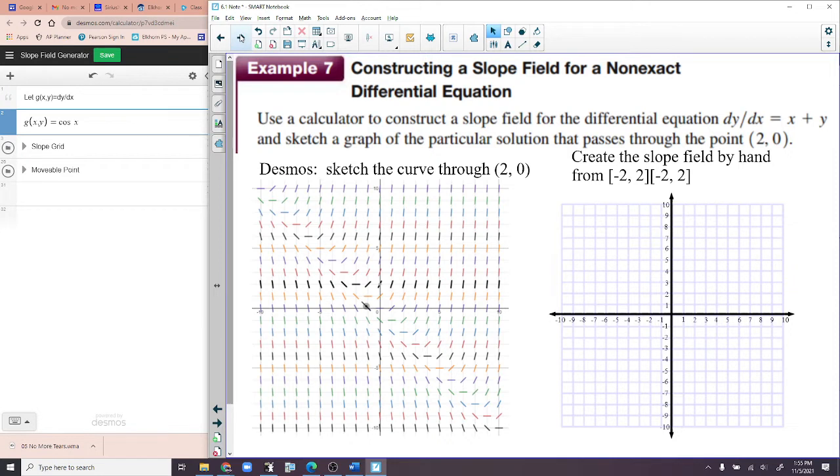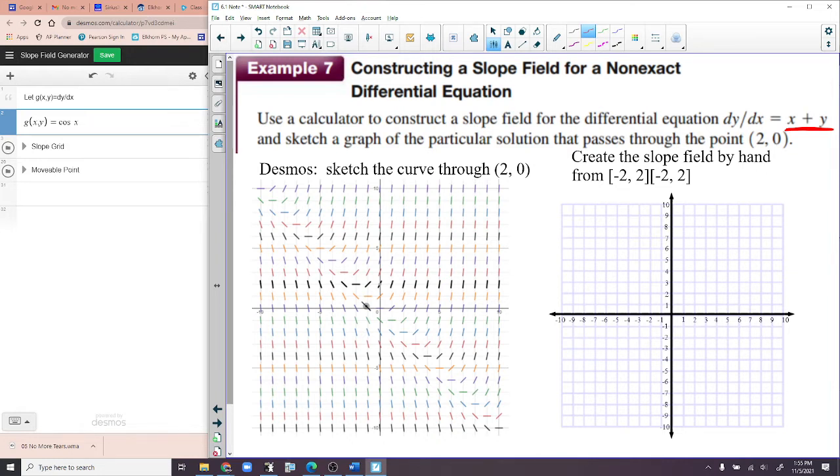Let's do this. Instead of using a calculator, I grabbed this from Desmos, and I typed in x plus y. So that is the derivative. Now, with the tools that we know, we don't know how to take the antiderivative of this. I don't know how to take the antiderivative of x plus y. We can do x times y, and we will do that. But I don't know what x plus y is, not by hand. But we can get an idea of what it probably looks like.